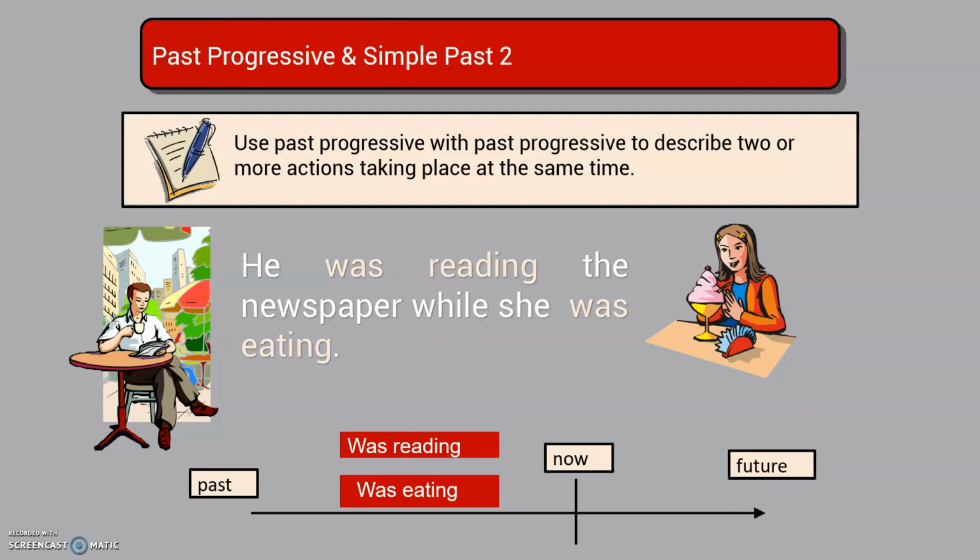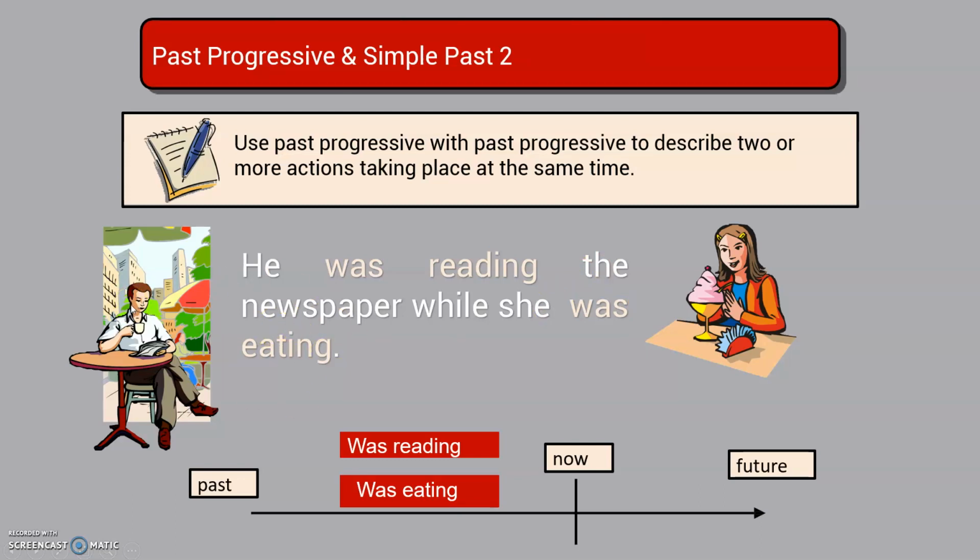We can also use past progressive with past progressive. How come? We use it to describe two or more actions taking place at the same time in the past, obviously. So I can say he was reading the newspaper while she was eating. Right. So if we pay attention to the timeline right here, we see the past and the two actions at the same time. Reading, eating. Right. So we use past progressive, verb to be, ing, the conjunction while, and then verb to be in past and the verb in ing again.